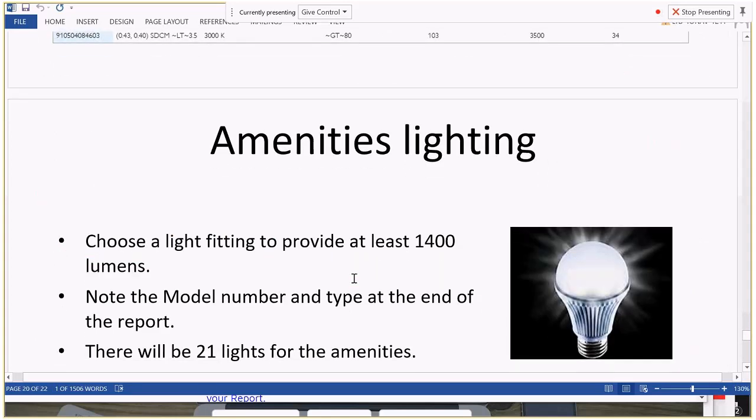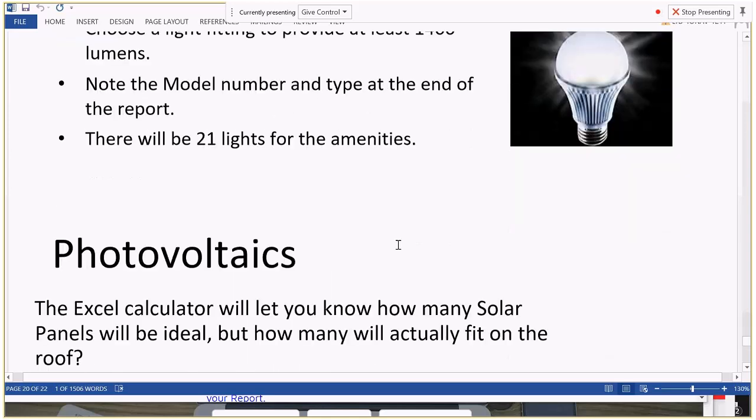Then for your amenities lighting, much simpler. Just research a globe that will produce at least 1400 lumens. It's easy.